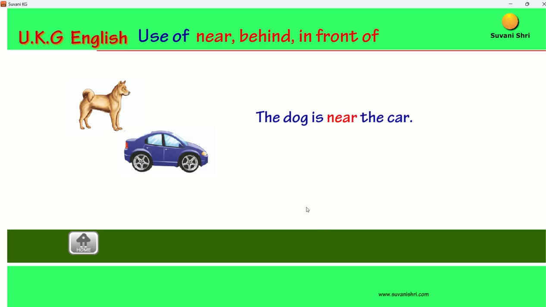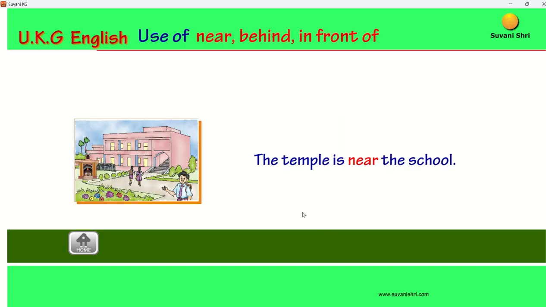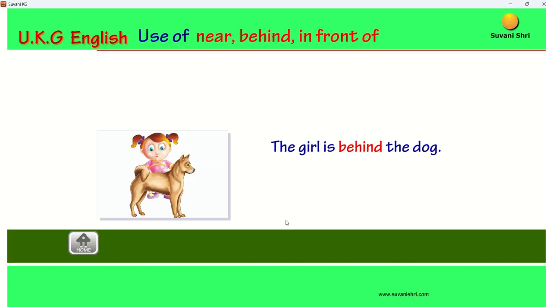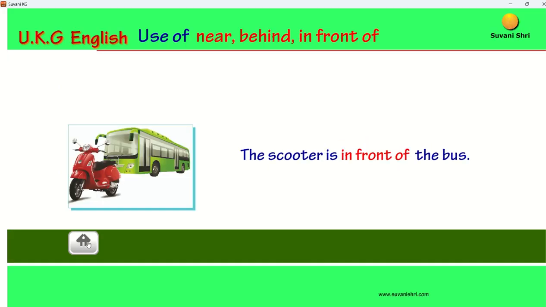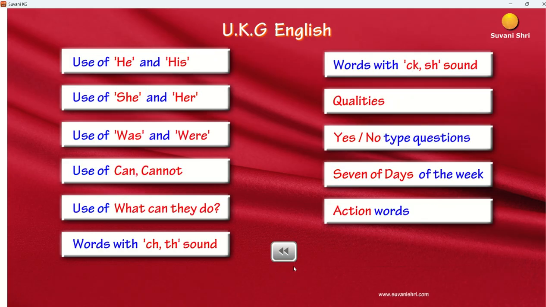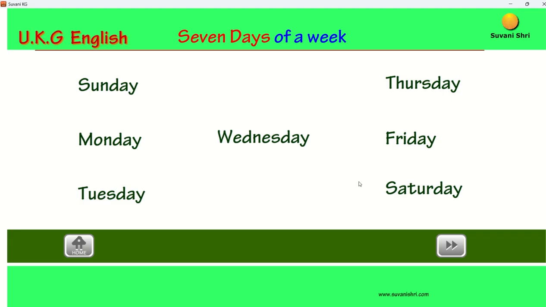The dog is near the car. The temple is near the school. The cat is behind the rat. The girl is behind the dog. The scooter. Wednesday and Saturday.